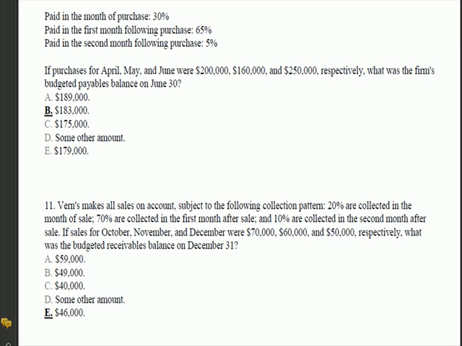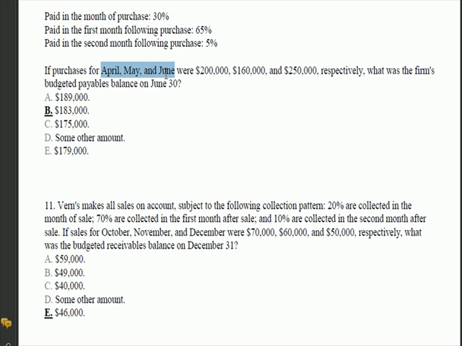Brooklyn here. It says Brooklyn makes all purchases on account subject to the following payment patterns. The fact is that Brooklyn, the company, does not pay for all their purchases on the first day that they buy them. They pay 30% in the month of purchase, 65% the first month following purchase, 5% the second month following purchase. If we added up these percentages, we got to 100%.